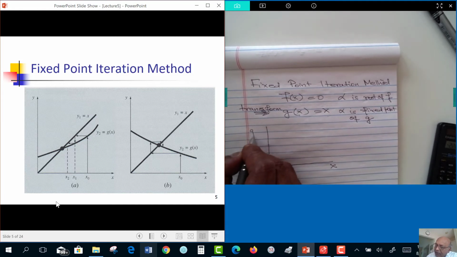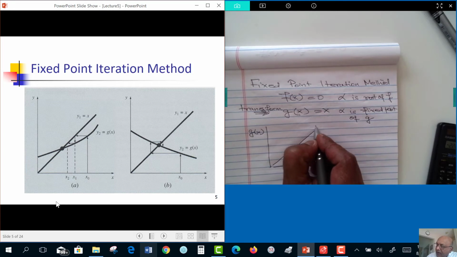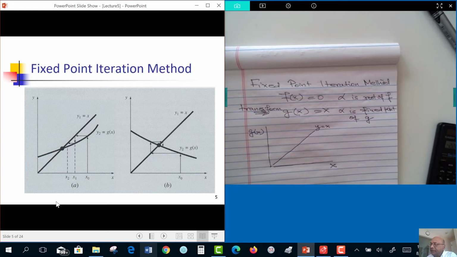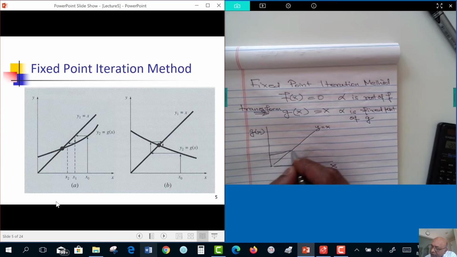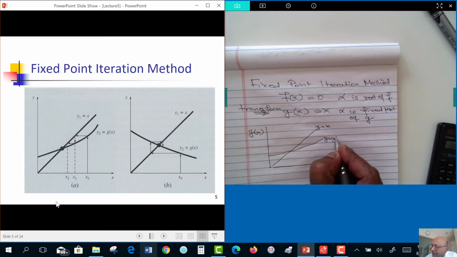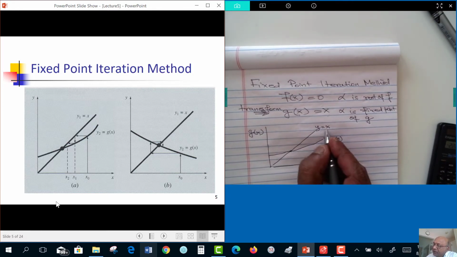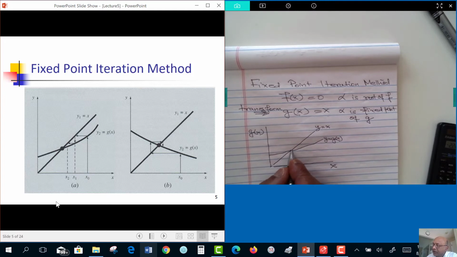So we make a plot of x and g(x). And this is our line, y is equal to x. Then we plot g of x. So this is our line when y-axis is g of x. So g of x becomes x at this point. So this is the fixed point of g of x. So this is what we want.